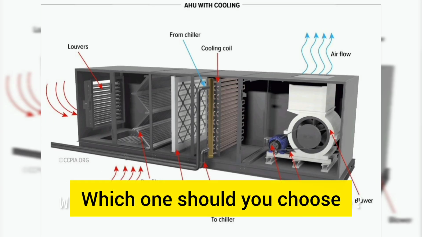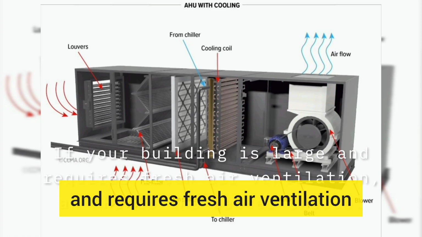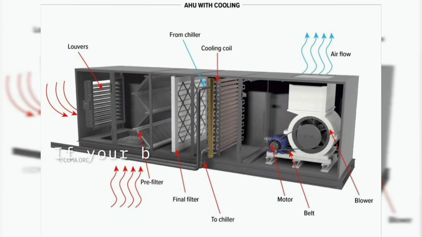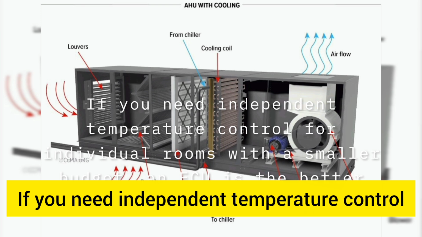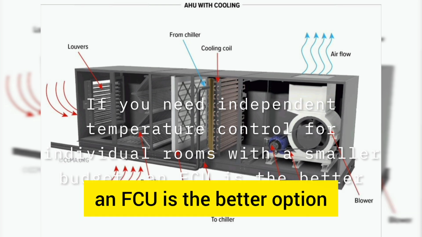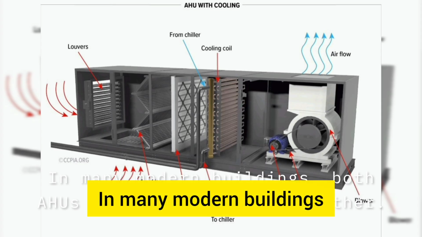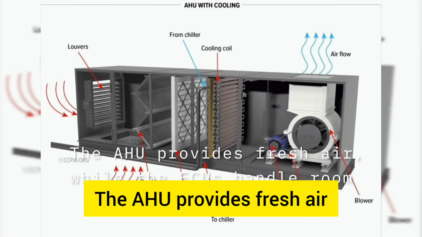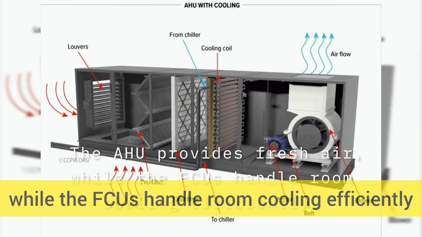Which one should you choose? If your building is large and requires fresh air ventilation, an AHU is the better choice. If you need independent temperature control for individual rooms with a smaller budget, an FCU is the better option. In many modern buildings, both AHUs and FCUs are used together. The AHU provides fresh air, while the FCUs handle room cooling efficiently.